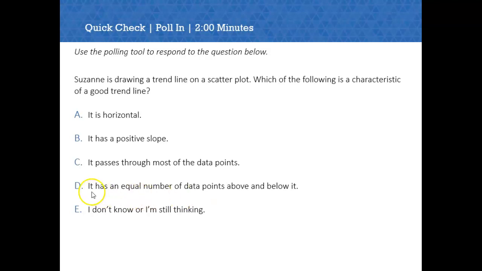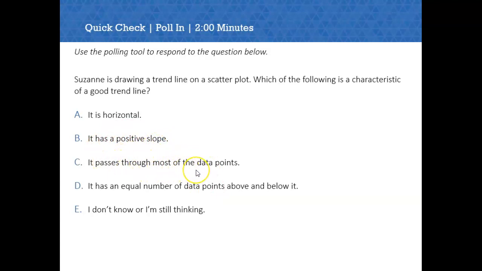So the correct answer here is it has an equal number of data points above and below it, as that would show that the line is sort of trending between all of the points, and all of the points have about the same amount of space between themselves and the trend line. Some trend lines can be negative, so it does not have to be positive.